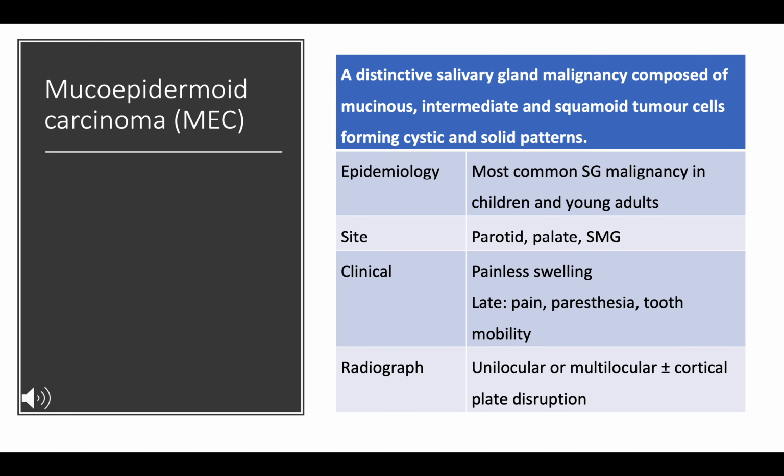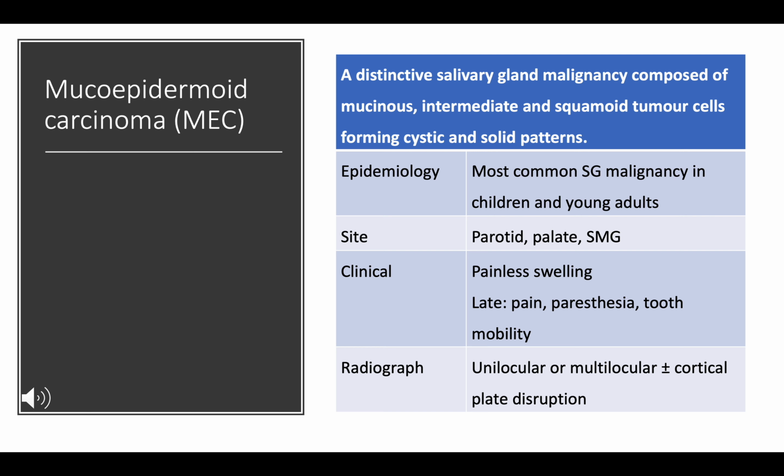Mucoepidermoid carcinoma, or mucoep, is a distinctive salivary gland malignancy composed of mucinous, intermediate and squamous tumor cells forming cystic and solid patterns. This is the most common salivary gland malignancy in children and young adults, usually occurring in the parotid gland, palate, as well as submandibular gland. It could appear as a painless swelling, but in later stages, there will be pain, paresthesia, and tooth mobility.